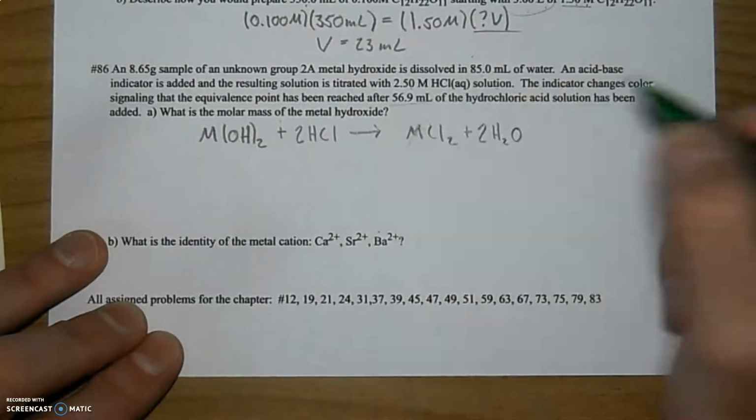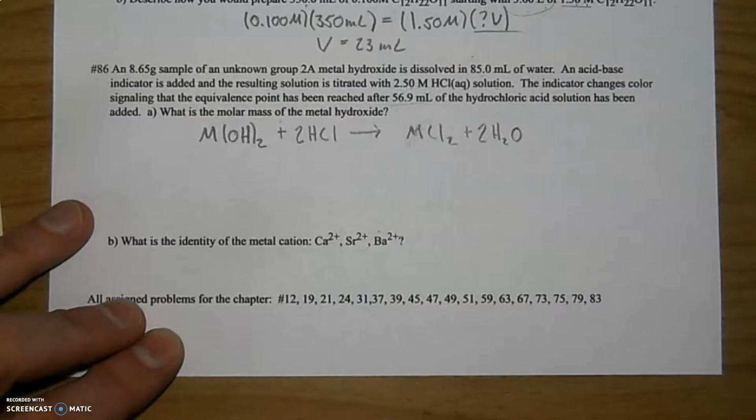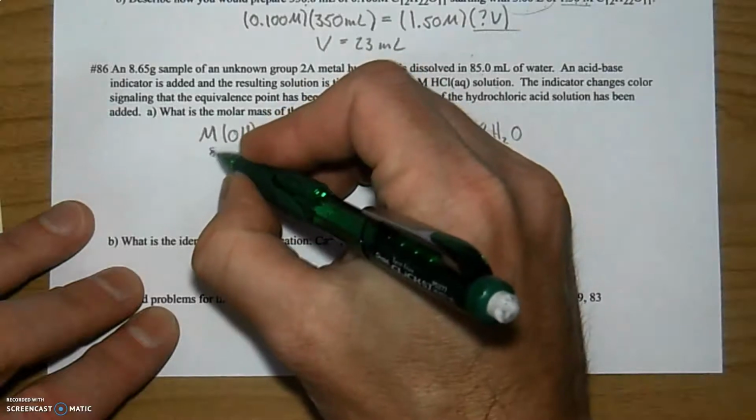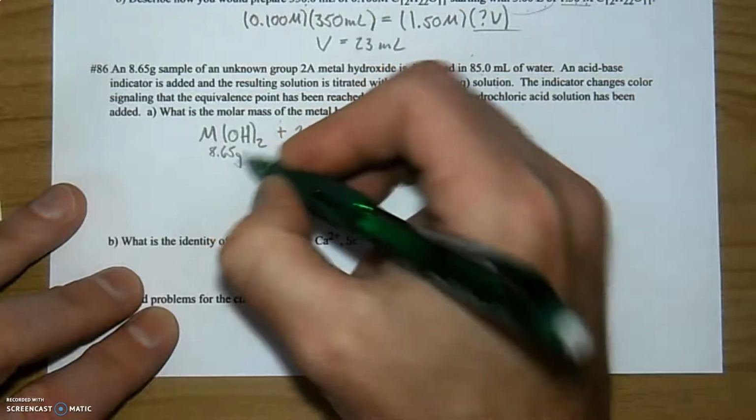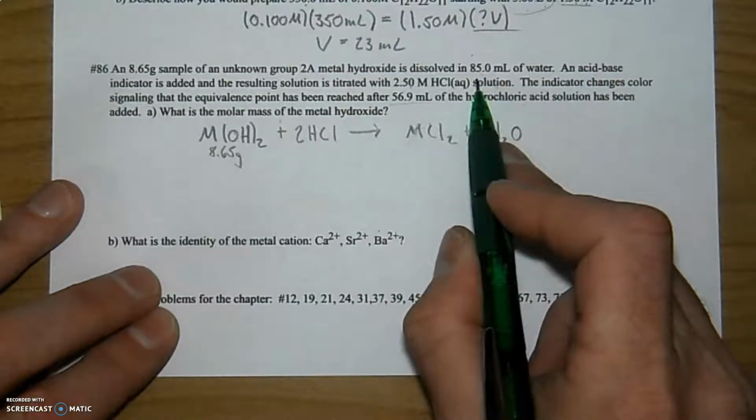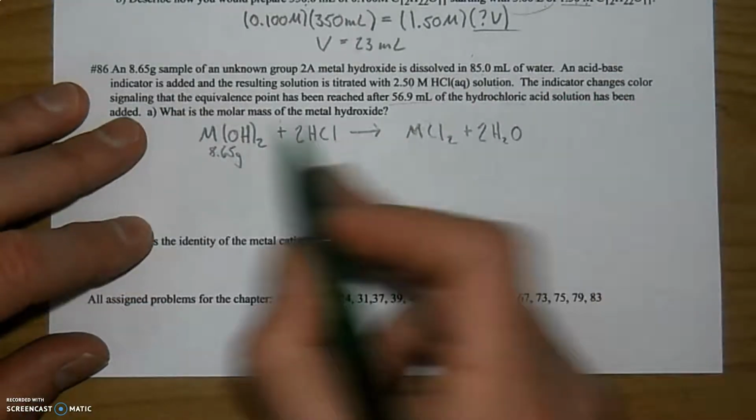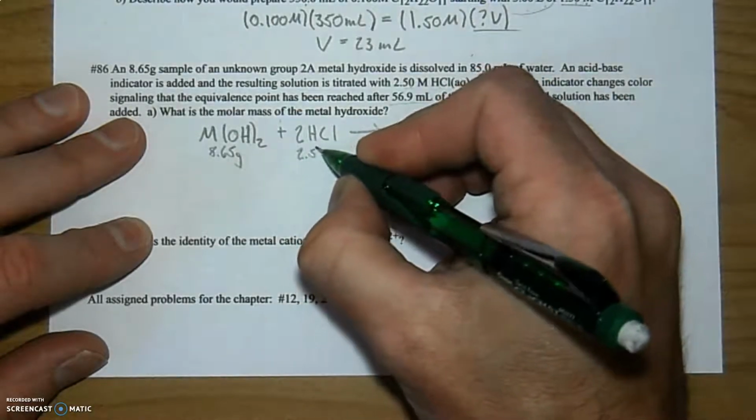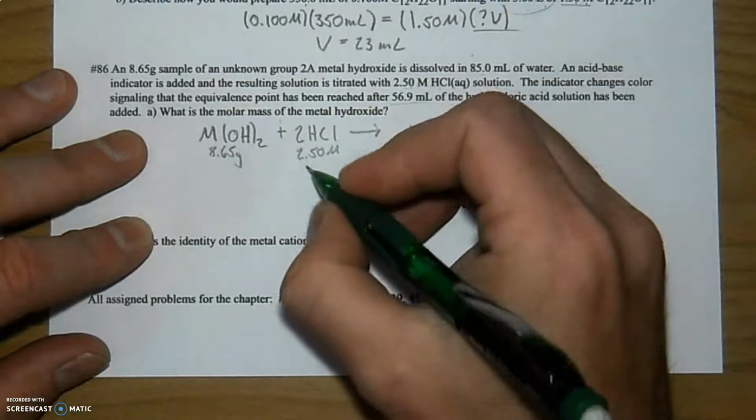All right. Now, what I think is a good tool, and you should use this as well, is to just organize information and figure out what you have of what. So for example, I have a mass of this stuff, metal hydroxide. So it's 8.65 grams of it. Okay, it's dissolved in a certain amount of water. That's not that important because water doesn't affect anything other than the concentration. The concentration of the acid, I think that's important. 2.50 molarity. Indicator changes color after this much has been added.